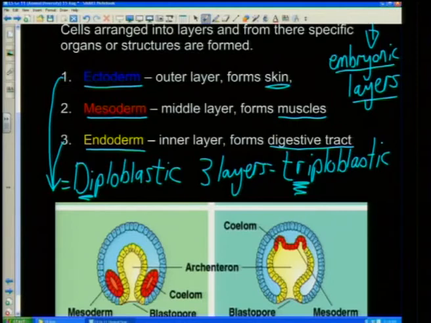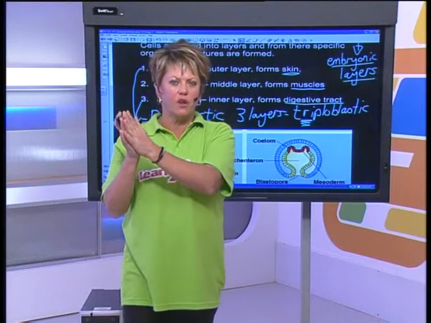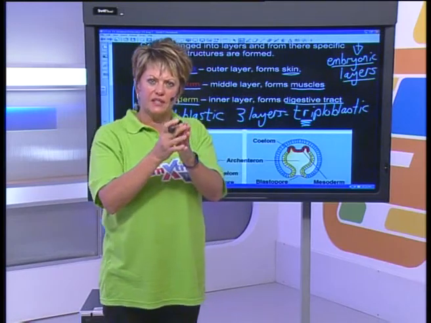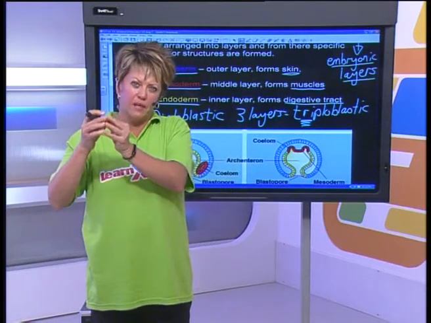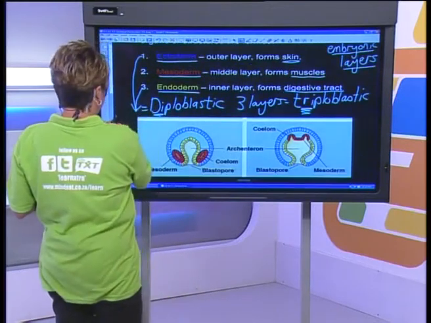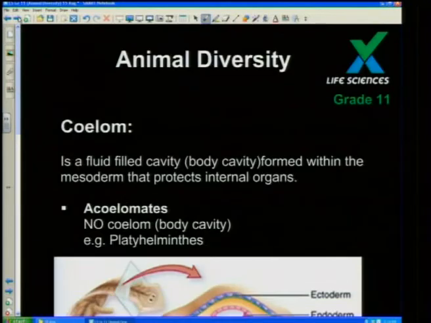So the animals that we're going to study, from the simple organisms to the most complex organisms, are going to show the change from tissues into layers and into complex organs. This diagram is just showing what I've just explained to you about the mesoderm. I'm going to come back to this diagram later on, because we're going to talk about the coelom, and about the mesoderm in a bit more detail.